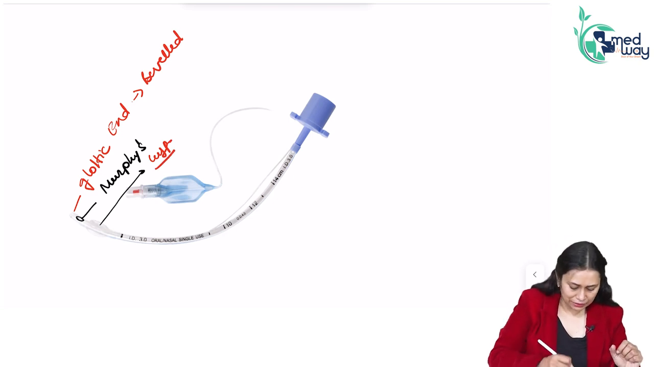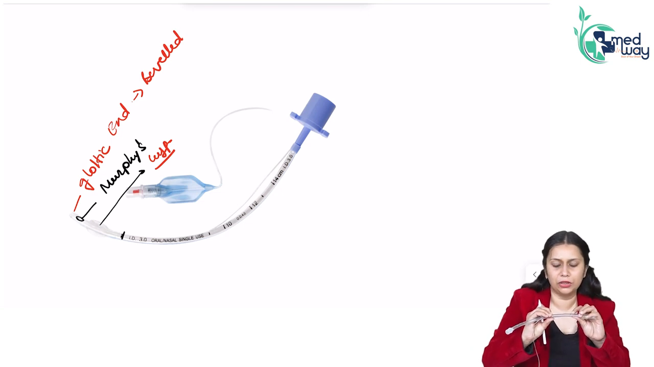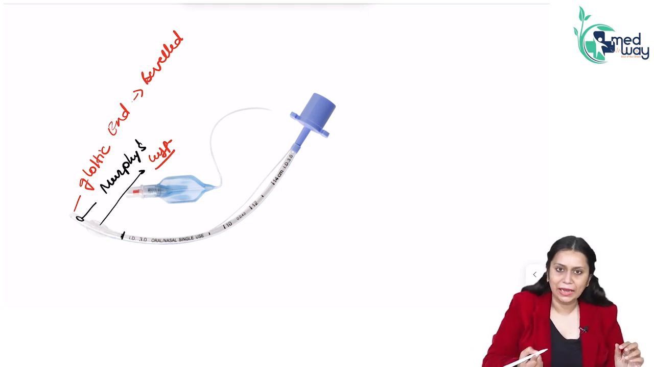Then you can see there is a black mark on the tube. This black mark guides us to what extent we have to insert the tube. So we have a black mark, okay?